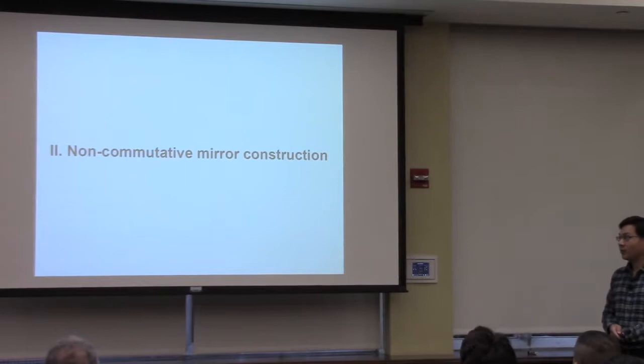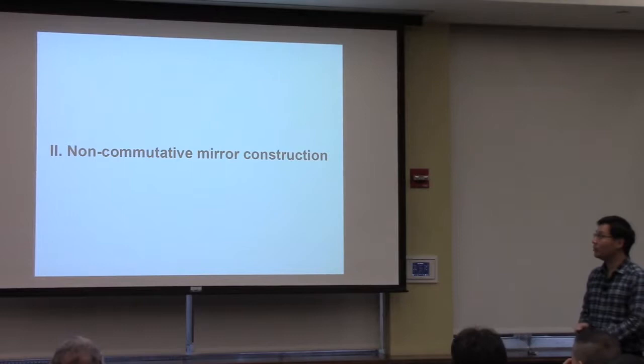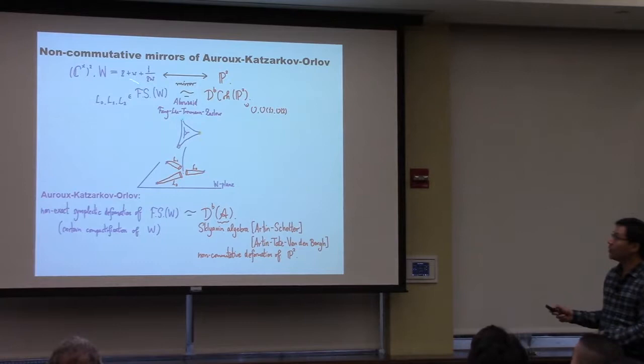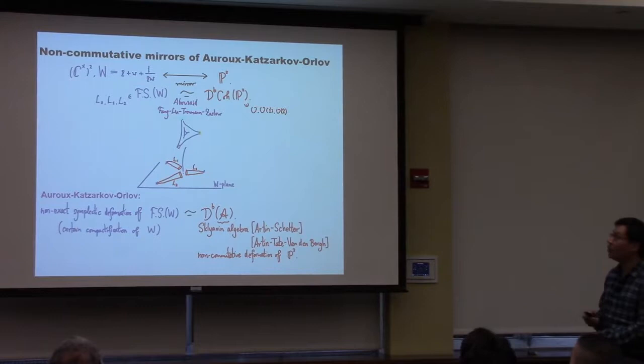And this comes to our main topic, the non-commutative mirror construction. To begin with, let me review a very important example of non-commutative mirrors constructed by Barannikov, Kontsevich, and Orlov. Let's look at this very simple example of the P2 mirror. P2 is mirror to this superpotential Z plus W plus 1 over ZW.